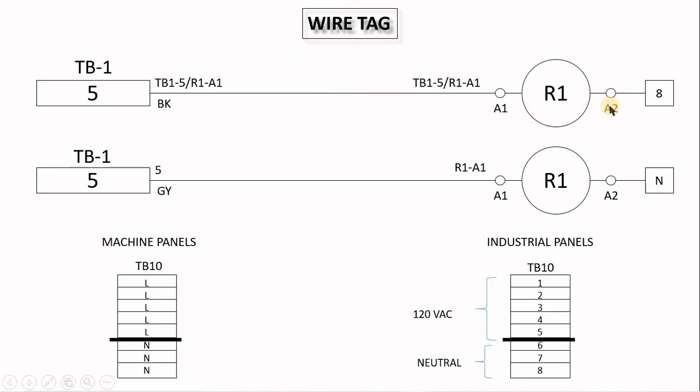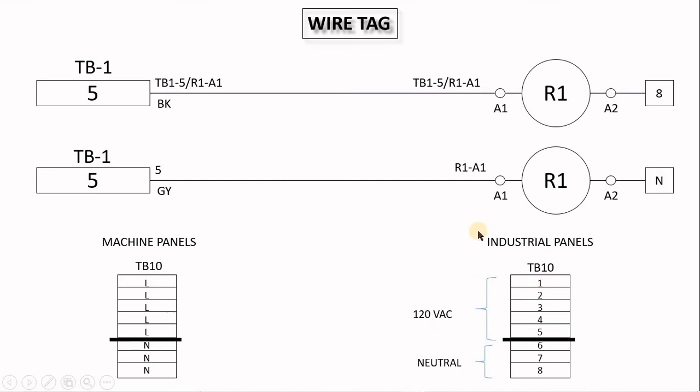Now, if you look at A2, it goes into terminal 8. Let's look at the second example here. Now, you've got the wire gray, and it says only one thing, it's 5. That means if you take this wire out of the terminal and you take this wire out of the terminal, you will easily put them in their correct places. It doesn't show you where it goes, but just says 5. And here it says R1A1. And here it goes to N. It doesn't specify which terminal.